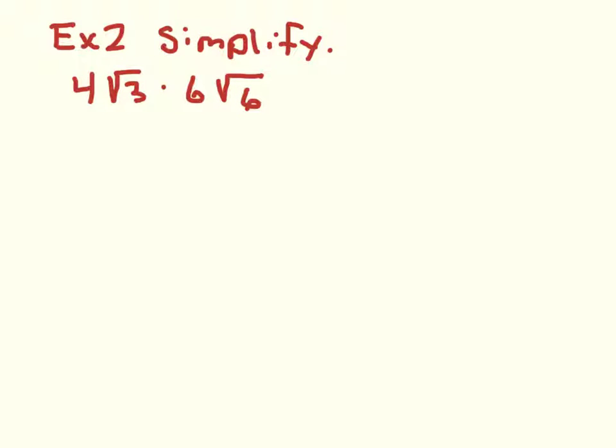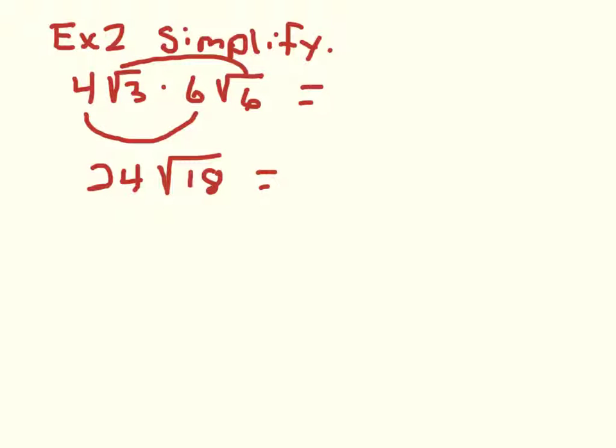All right, example 2, a similar problem. This time I'm not going to rearrange it, but let's think about what we do. I'm going to multiply the numbers in front. So 4 times 6 is 24. And then I'm going to multiply the radicals. To multiply radicals, you just multiply the numbers inside. So 3 times 6 is 18.